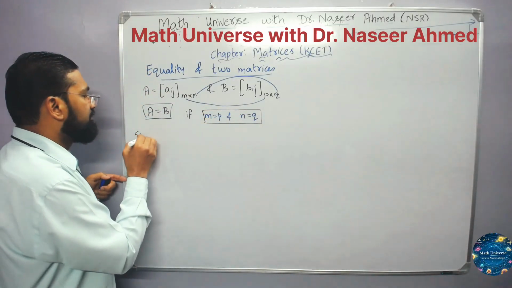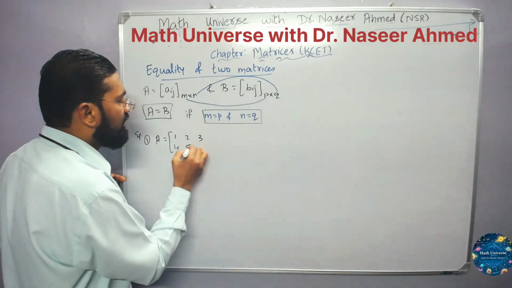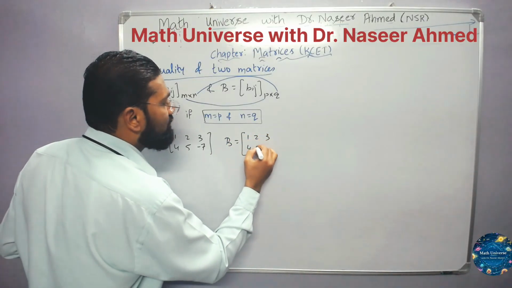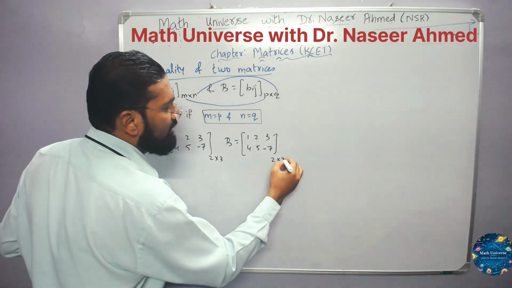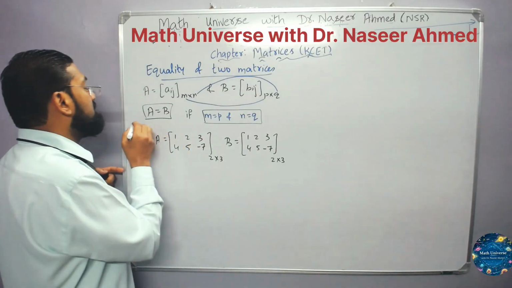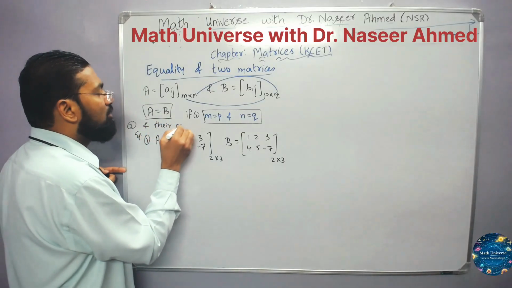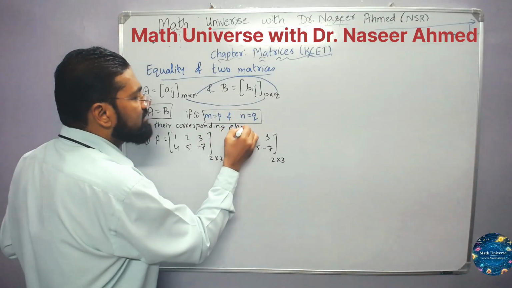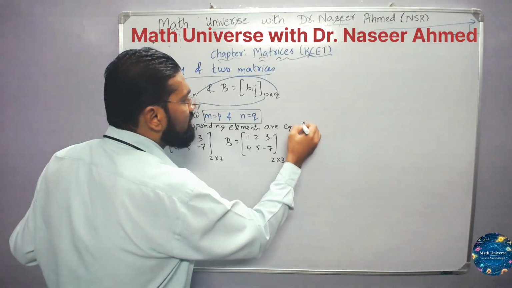For example, if I say one example here, matrix A is equal to 1, 2, 3, 4, 5, minus 7. Again, matrix B should be of also same order, 1, 2, 3, 4, 5, minus 7. Now you see the order of this is 2 rows and 3 columns. Here also 2 rows and 3 columns. This is called equal matrices. And not only that, and their corresponding element should be same. This is the first condition. Second condition is, and their corresponding elements are equal. Only then we say it is equal matrix.